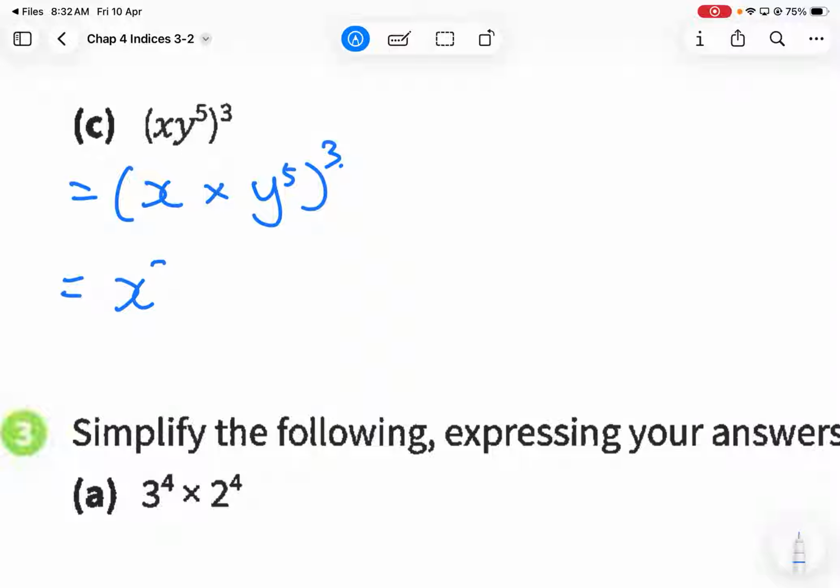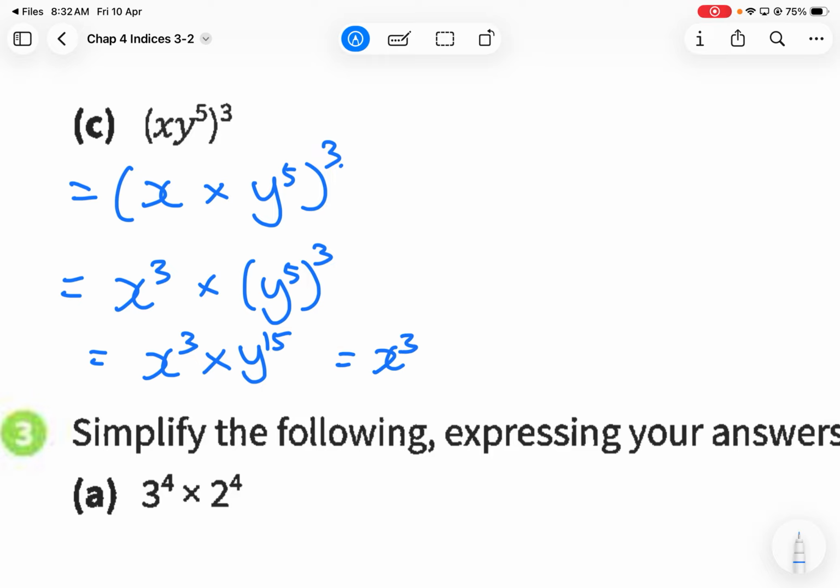So I will have x to the power of 3, I will have y to the power of 5 to the power of 3. So in the end I will have x to the power of 3 and y to the power of 15. Okay, so usually we don't write the multiply sign, we just write like that.